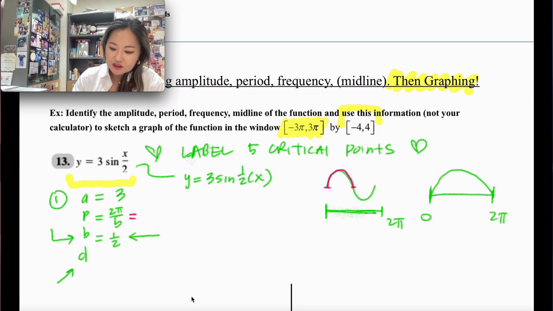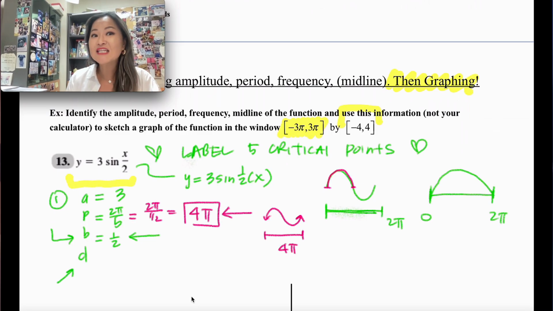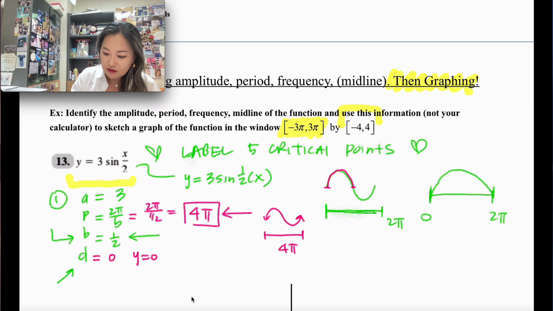So now 2 pi over b, so let's finish. 2 pi over 1/2, that means it's going to be 4 pi. What does that mean? Each cycle for our graph is going to be 4 pi long. STD is 2 pi. That means our graph has slowed down a lot. It takes us longer to finish one cycle. That's what it's saying, okay? Now, midline is going to be 0. Therefore, y equals 0, okay?